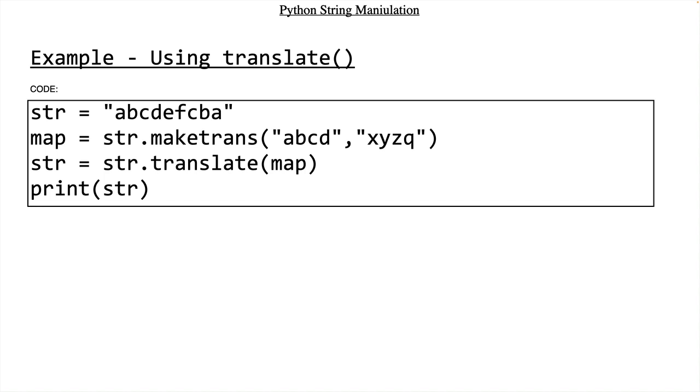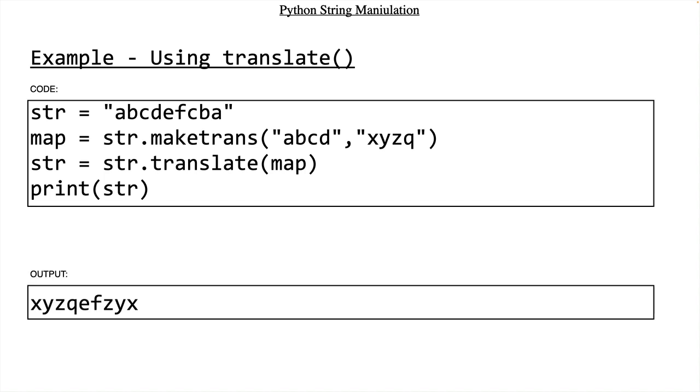So what's going to happen is the output is going to be this. Notice A was changed to X, B was changed to Y, C was changed to Z, etc. Now characters that we did not match, in this case E and F, they are not translated, but they remain in the string.